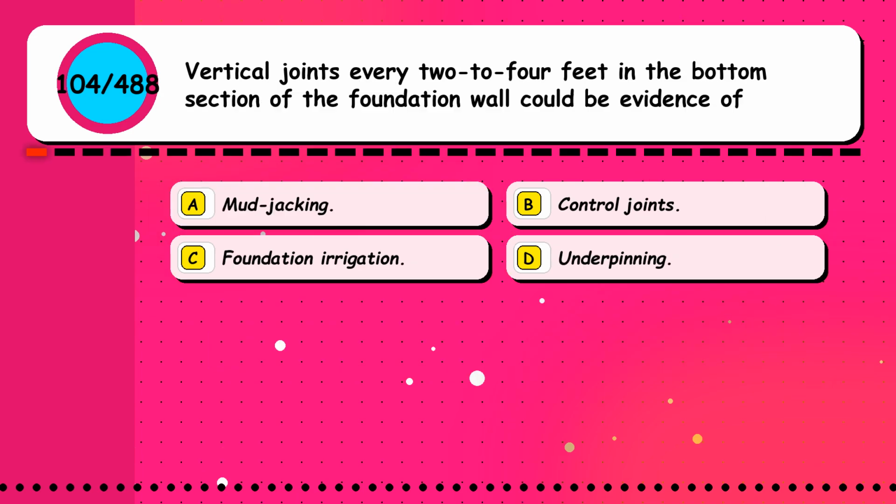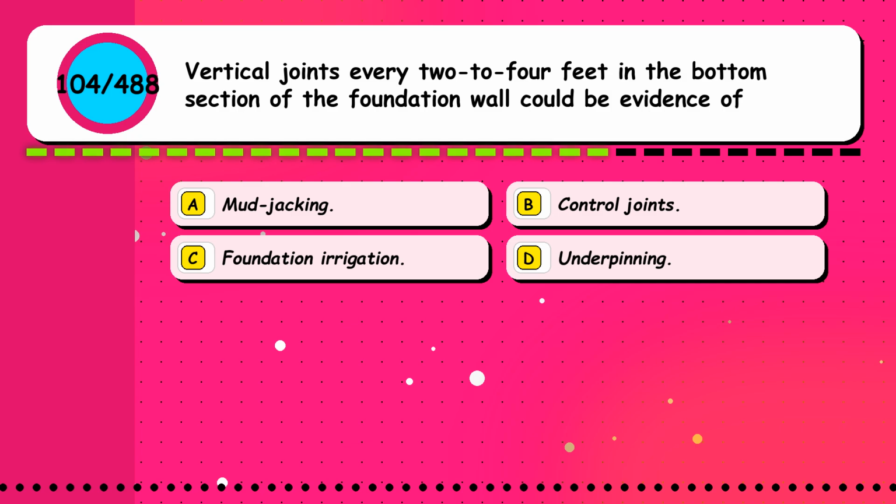Question 104. Vertical joints every 2 to 4 feet in the bottom section of the foundation wall could be evidence of: Option A. Mud jacking. Option B. Control joints. Option C. Foundation irrigation. Option D. Underpinning.